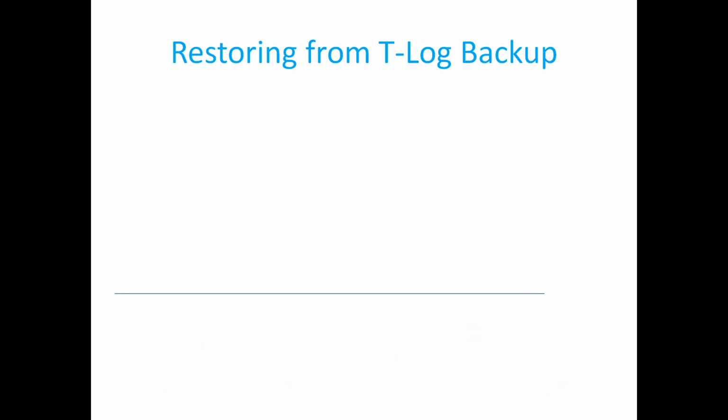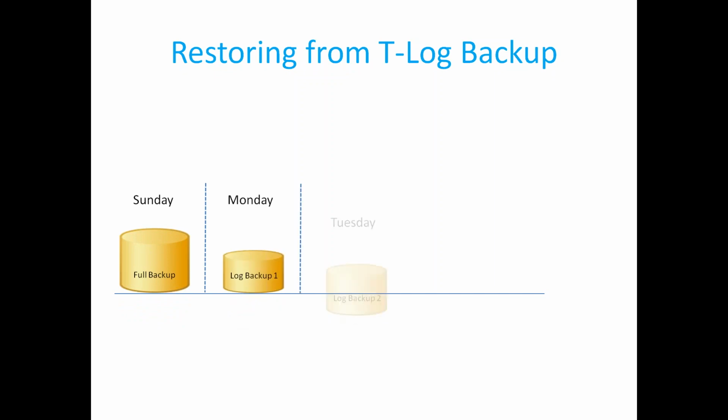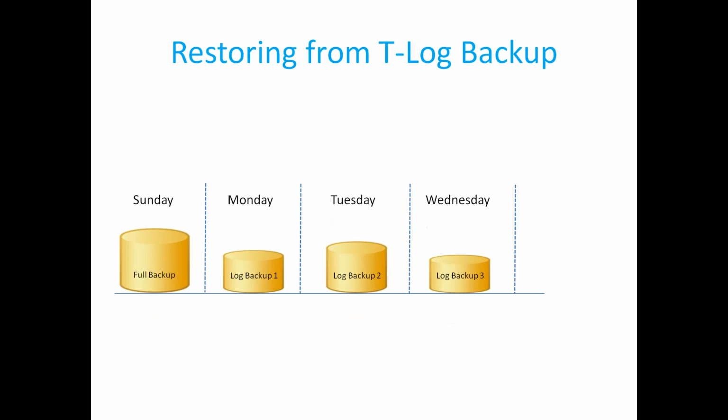So I've got a restore scenario here from the log backups. I've got a full backup from Sunday, log backup 1 from Monday, log backup 2 from Tuesday, and log backup 3 from Wednesday. If you notice the size of the backups for logs, it varies. On Monday it was a medium size, on Tuesday it was a bit huge, and on Wednesday it was a bit tiny. So it gives you a feeling like the changes will happen accordingly.